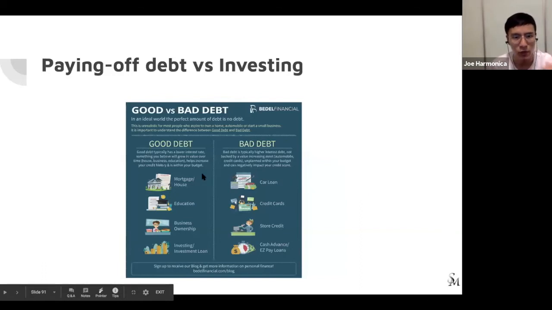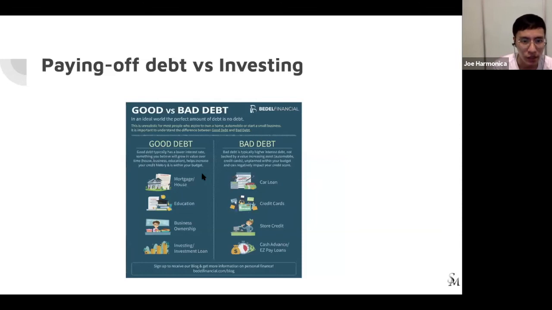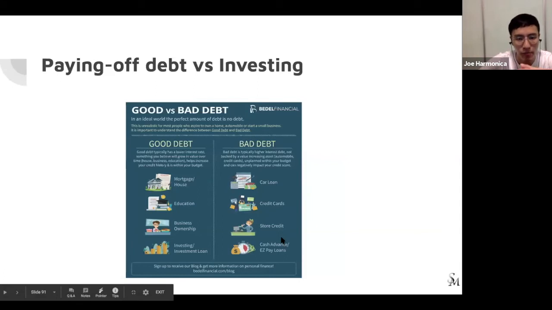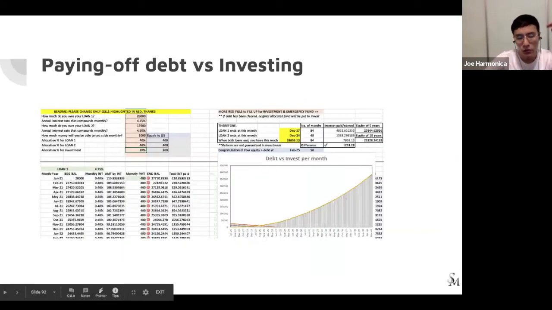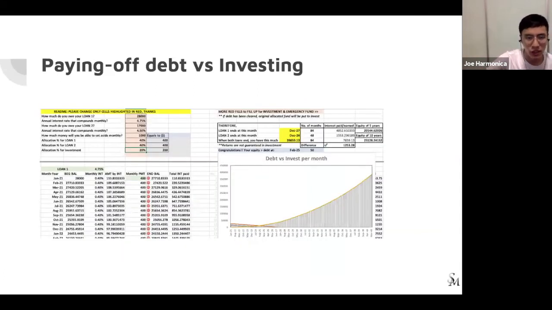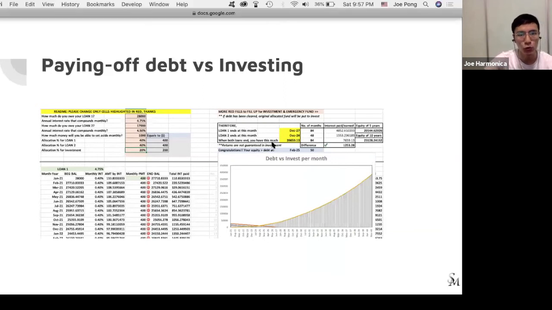Good debt has a lower interest rate and will grow in value over time. Good debt is more on mortgages, your business, your education. Bad debts are things that cost you more and don't generate any positive feedback, like car loans, credit cards, store credits, cash advances. These are bad debts.